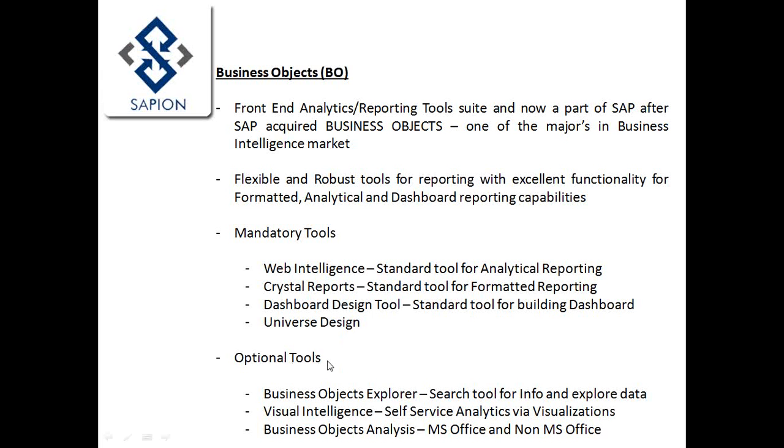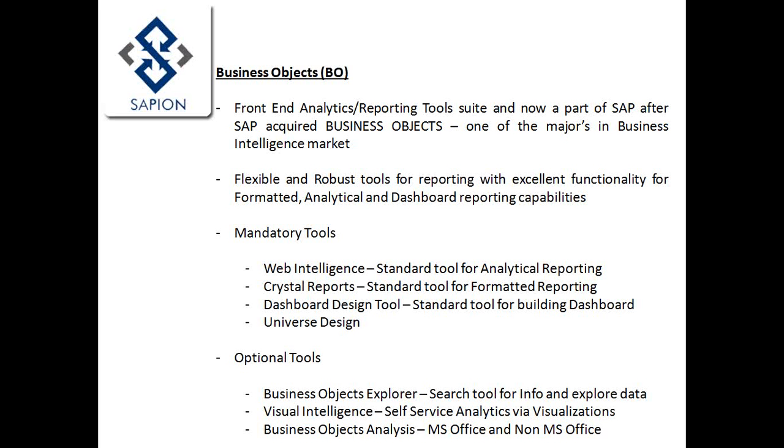Optional tools. What are optional tools here? From a certification or career perspective, these are optional tools to learn. These are new tools in the BO suite. Business Objects Explorer, a search tool for info and explore data, information. Info means information. Visual Intelligence, self-service analytics via visualization. What is self-service? Meaning, I want a graph. That graph should have business information which will make me take decisions. I can create it on the fly instead of executing something which has been developed by a developer and given to me.